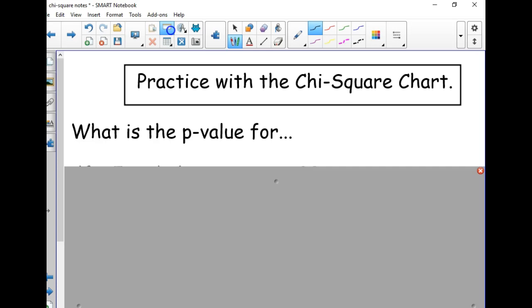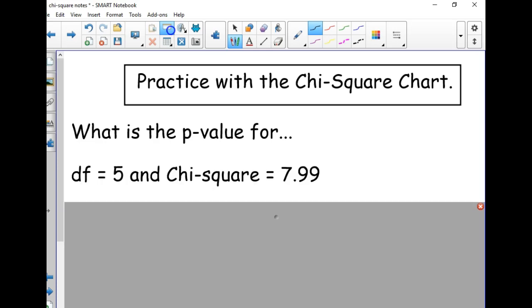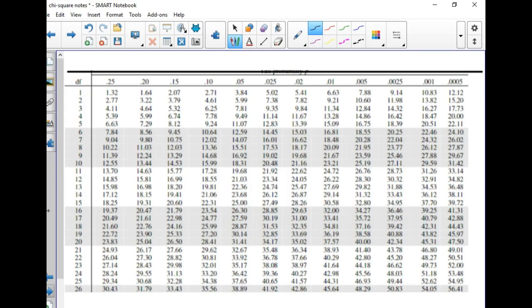Okay, so what is the p-value for? If you have a degrees of freedom of 5 and a chi-square value of 7.99, we have our two things that we need in order to find the p-value. So I'm going to go to my chart right now. I'll give you a second. Degrees of freedom of 5. So I'm going to highlight degrees of freedom of 5.